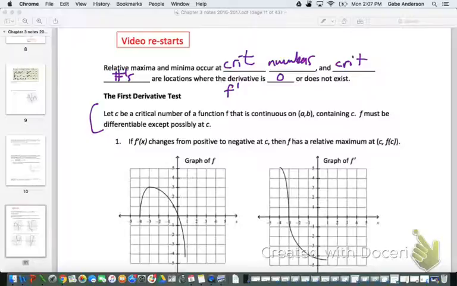So here it is. If f prime changes from positive to negative at C, then f has a relative maximum at that critical number. If f prime is positive to the left and then negative to the right, then we have a relative maximum. Let's take a look at how that works. So we're going to look at a couple of graphs here.